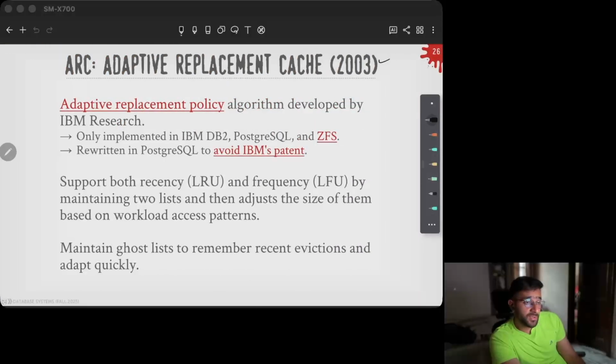Next we have ARC, the adaptive replacement cache, and we'll talk about this next time.